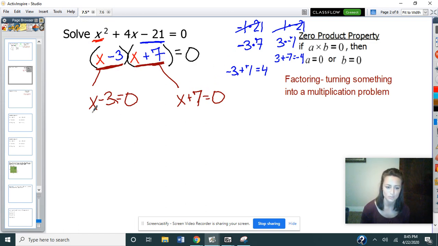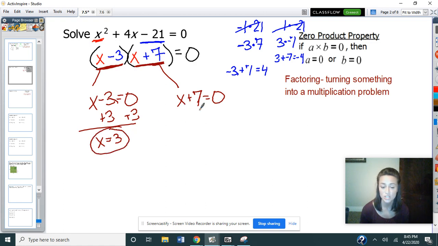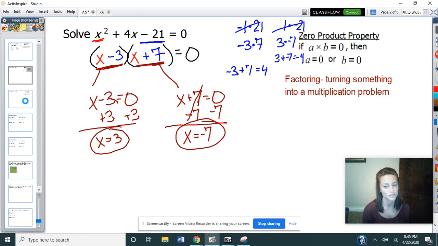So now we solve each one. For solving for x here, we're going to get rid of the 3 by adding 3. We get x equals 3. If we're solving for x here, we've got plus 7, so we're going to get rid of 7 by subtracting 7 from both sides. And we get x equals negative 7. And that's my answer. I'm going to do one more example. And it's a little different.